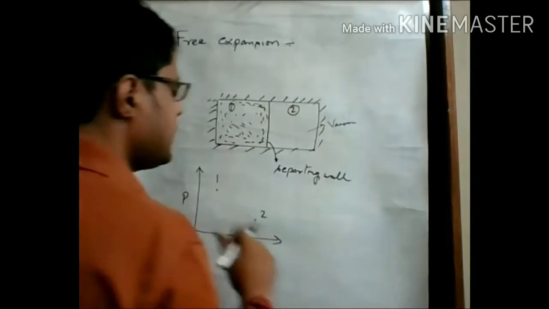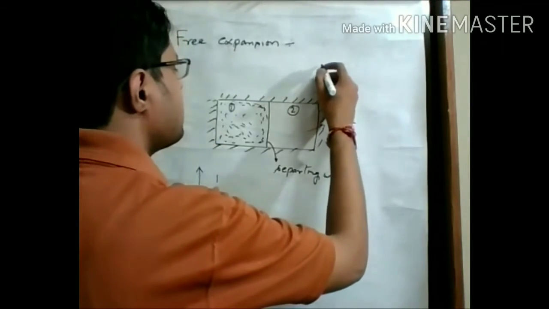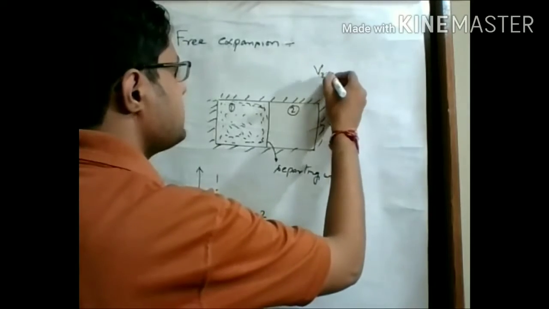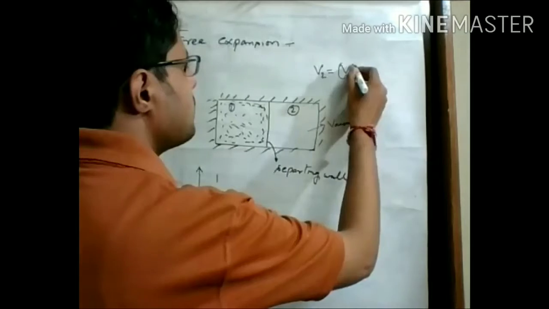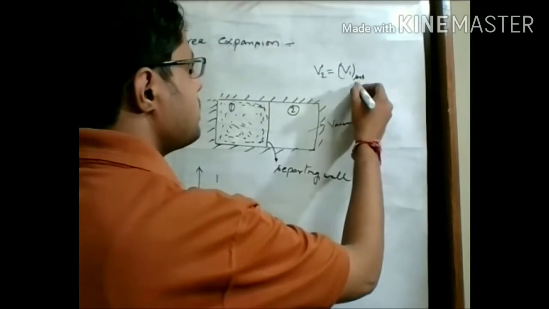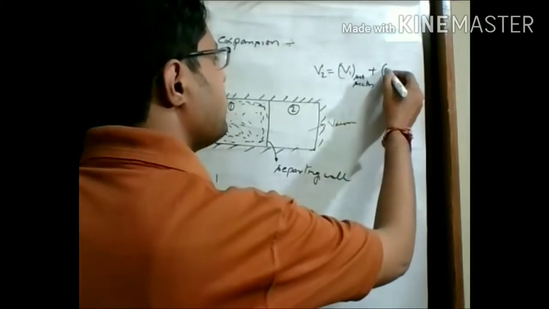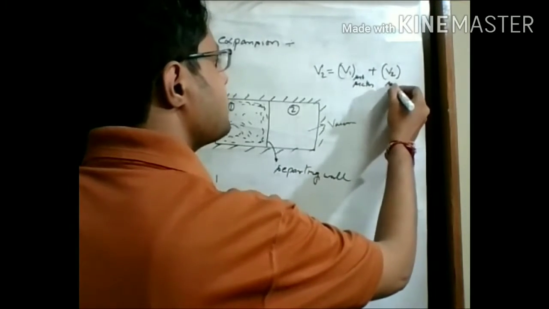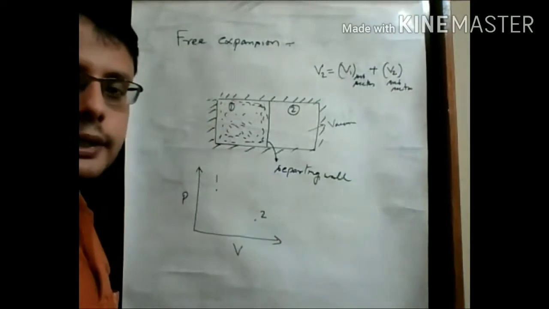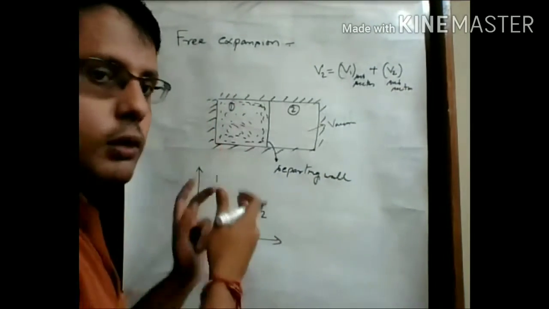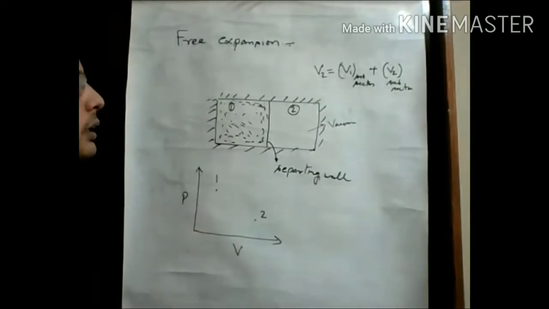So we can say that the second state volume is equal to V1, the first subsection volume, plus V2, the second subsection volume. This is the summation of the individual volumes, first and second. This is the second state.